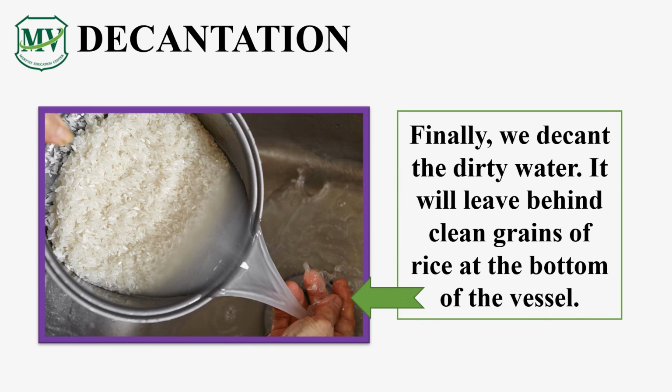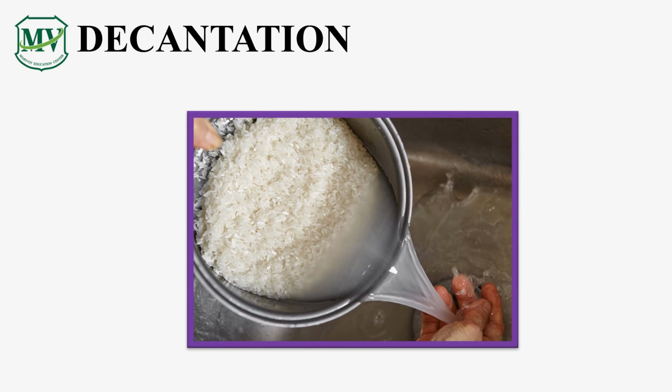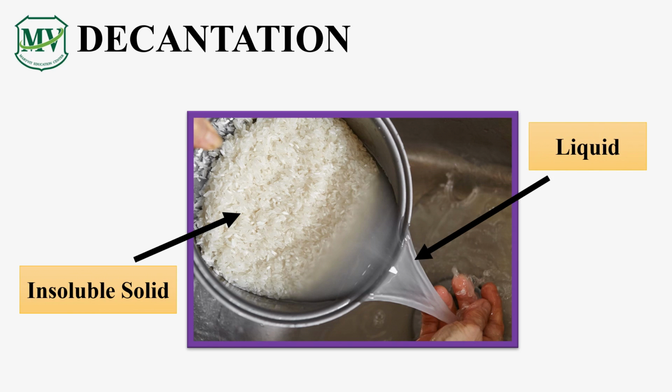Since rice grains settle at the bottom of the vessel, we can now decant the water. And that ends the process of separating mixture of rice and water through decantation. So easy, right? All right. Can you identify what is the insoluble solid in this example? Yes, that insoluble solid is the rice grains. How about the liquid? Correct. It is the water. Great job!